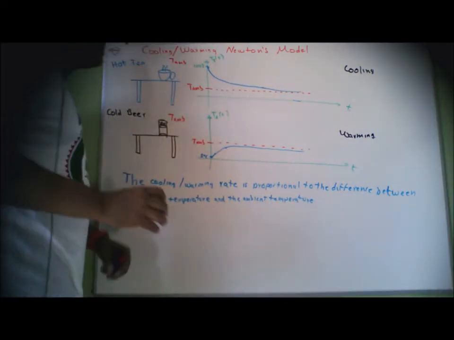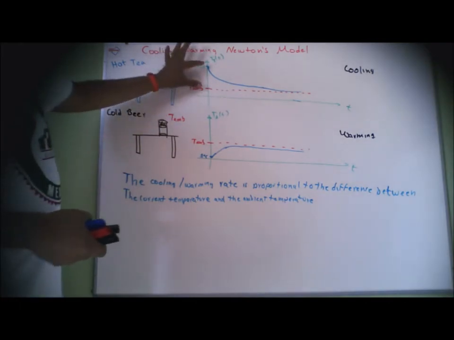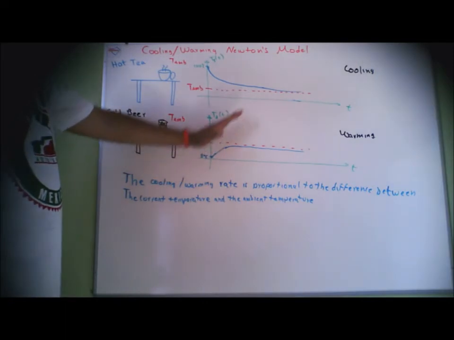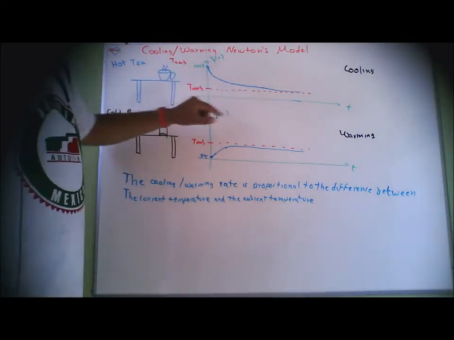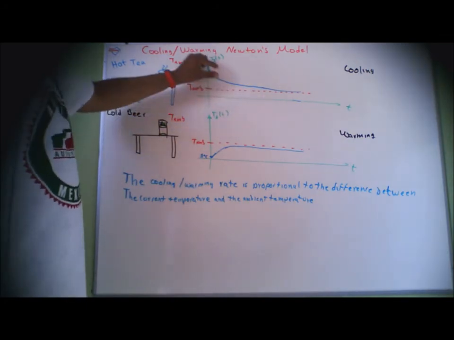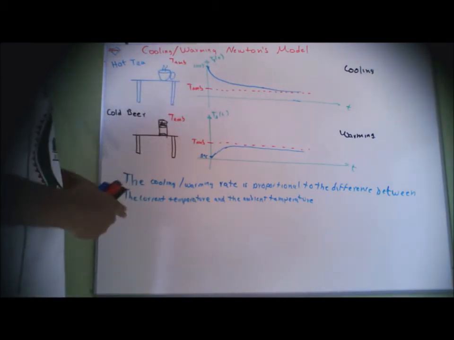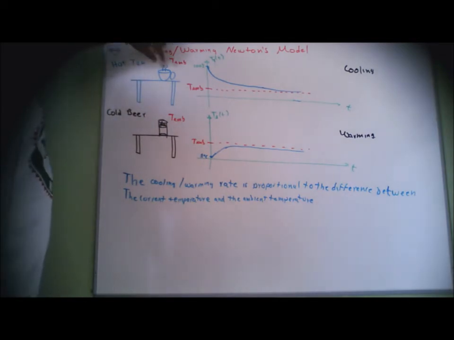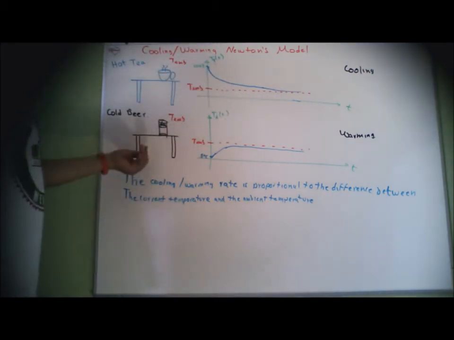So what Newton proposed was, if the difference between the temperature and the ambient temperature is big, then it's going to fall faster or increase faster. But once it is close to the ambient temperature, then the rate or the speed is going to be slower. So the closer you are to the ambient temperature, the slower the heat transfer. But if the difference between the cup of tea temperature and the ambient temperature is big, then the decrease is going to be faster. The same for the warming.